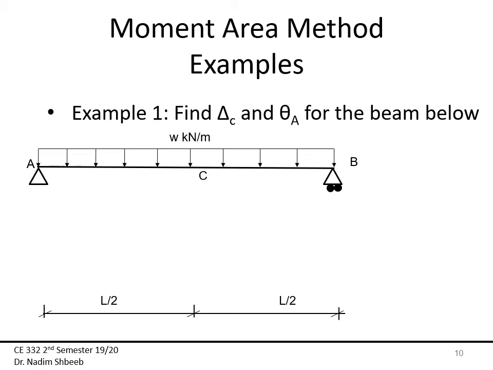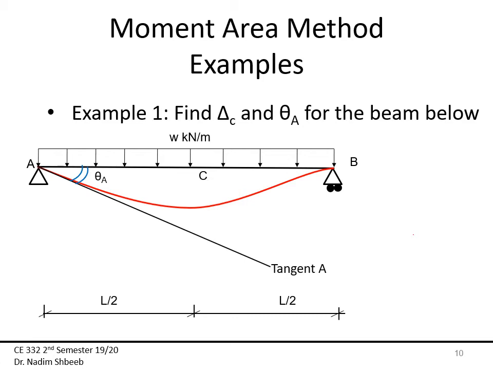Okay, so here I have a beam loaded with a distributed load of W kilonewton per meter, and he wants me to find delta C and theta A. So now my elastic curve is going to be like that. So this is my assumed elastic curve. Then this is the tangent at point A. Then theta A that is required of me is this angle right here.